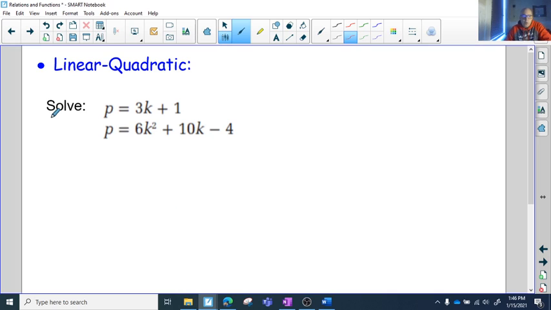All right, so let's take what we know. Obviously, you could use Desmos, type this into Desmos, and see where they cross. We're more interested in this section, though, of the algebraic skills needed to do this. Well, this one is set up beautifully for substitution. I've got p equals this and p equals this, so it's just a matter of replacing p with what p equals. So I'm going to take my system, replace the letter p, and get 3k plus 1 is equal to 6k squared plus 10k minus 4.